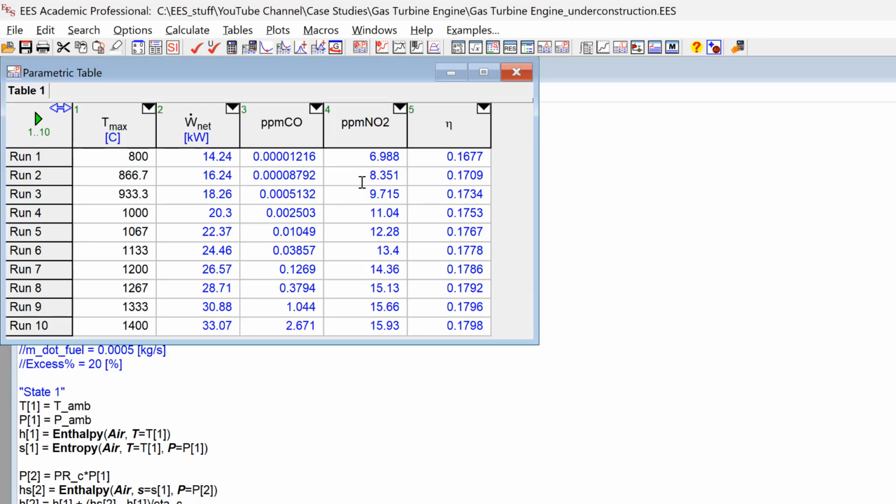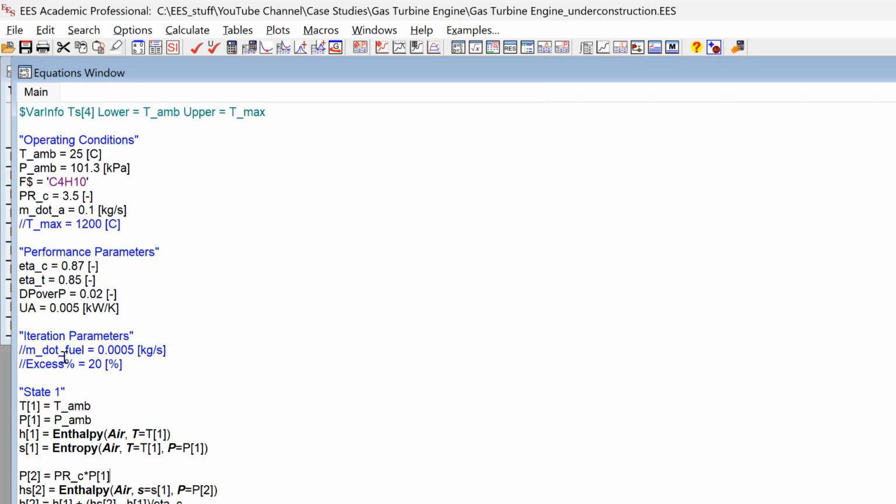You can see that as you increase the temperature, your parts per million of carbon monoxide goes up. The parts per million of NOx goes up a little bit. The efficiency doesn't change much. It goes up a little bit for this unrecuperated gas turbine engine, but the power goes up quite a lot. We could plot this if we wanted to, but I think that's good enough for this case study.